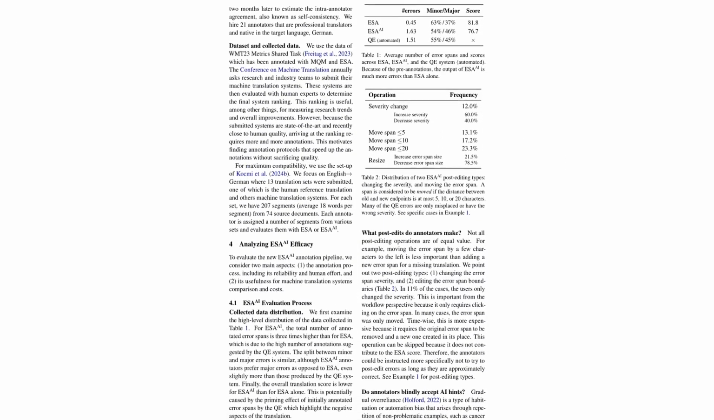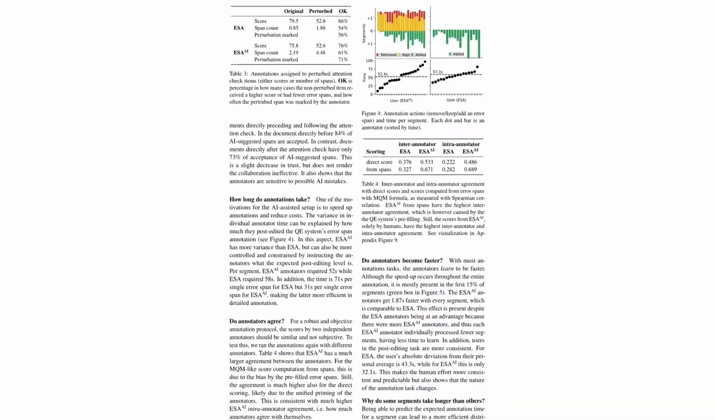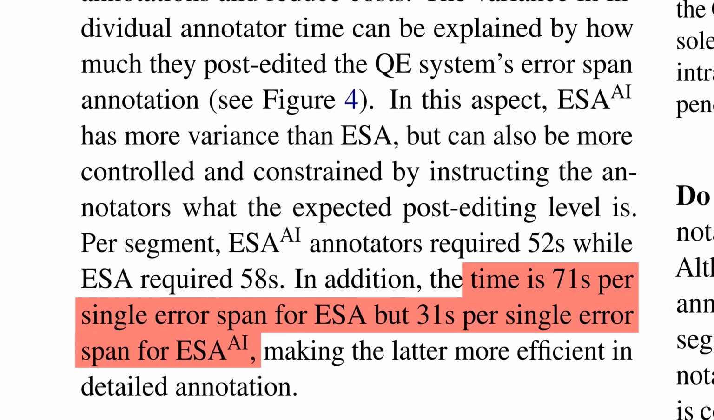However, on average, we get 1.6 errors per translation from the ESA AI protocol, and only 0.5 from ESA. This is important because the more errors the annotators find, the higher the quality of the annotation protocol. Now, when we normalize the annotation time per annotated error, ESA takes 71 seconds compared to only 31 seconds for ESA AI.